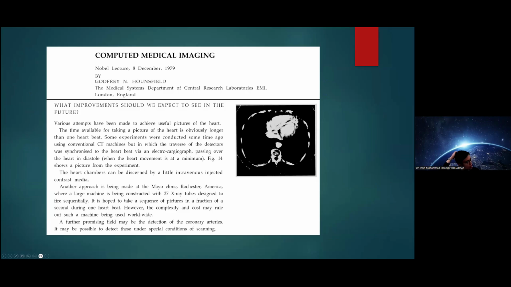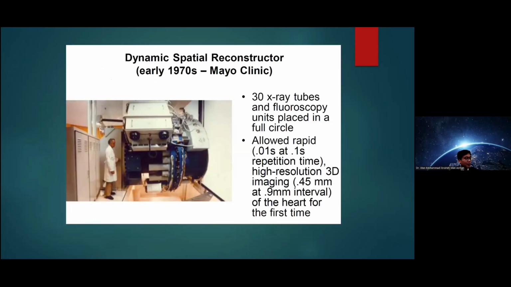So cardiac imaging started in 1979 when Godfrey Hounsfield actually wrote an article about imaging of the heart. So Hounsfield is popular. We use until now Hounsfield unit to measure the attenuation value of a CT scan. At that time, he thought that the complexity and cost may rule out such a machine being used worldwide. So this is what the machine in the 1970s looks like.